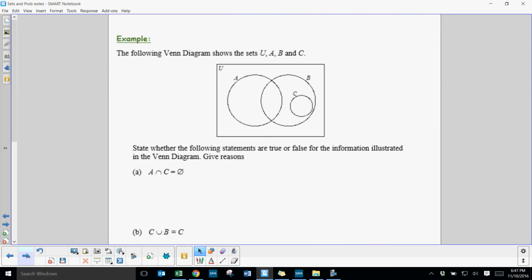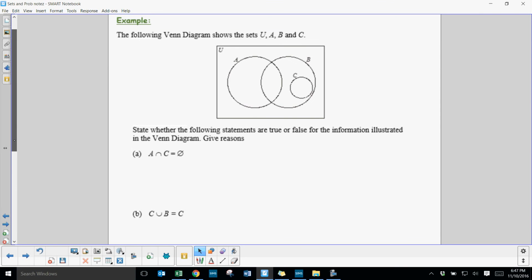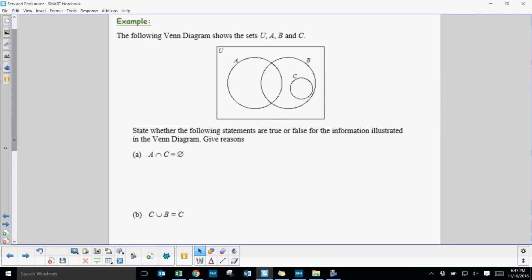So the following Venn diagram shows the sets of U, A, B, and C. And looking at that, you notice that A and B are intersecting, and C is a subset of B. But C is not a subset of A. State whether the following statements are true or false for the information illustrated in the Venn diagrams. Give reasons. So A upside down C means the intersect.